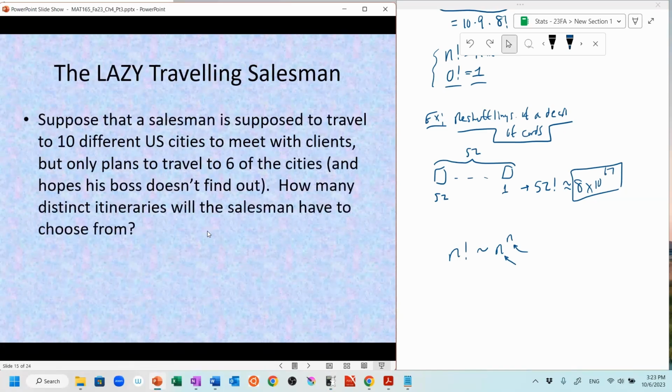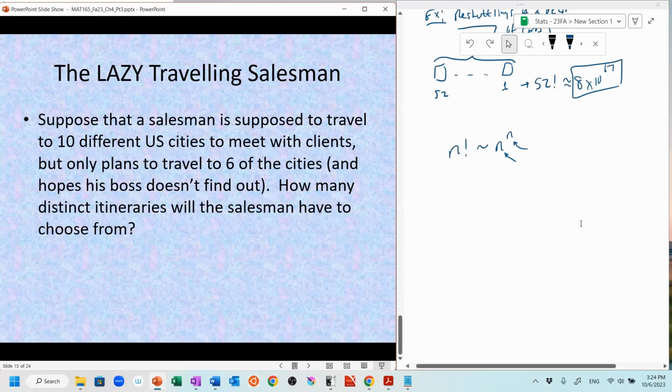Okay, so let's consider a lazy traveling salesman. So this salesman also was told by his boss to go to 10 different cities and meet with 10 different clients. But he's going to only travel to 6 of these cities and whatever, spend the rest of the time on a beach in Florida or something. How many itineraries does this salesman have to choose from?